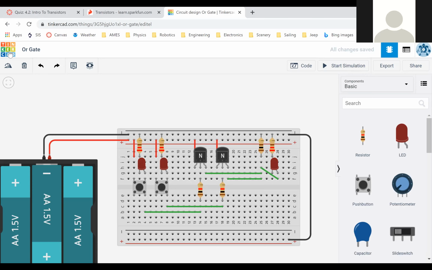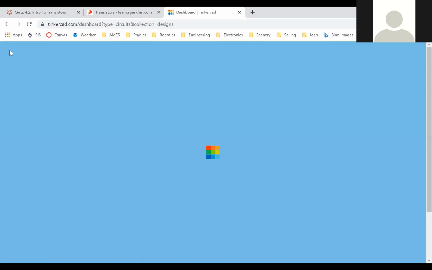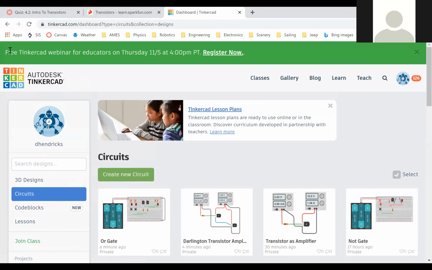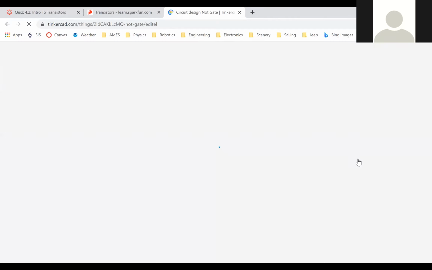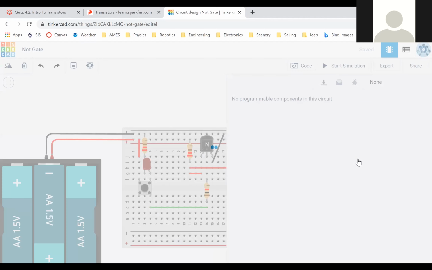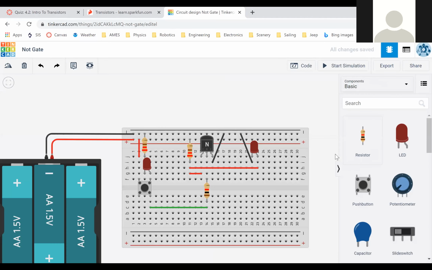Okay. Now let's go back to the last one. And by the way, this is going to be the first one that I want you guys to make. As soon as I finish demonstrating this to you, it's going to be your job to make the circuit that I'm about to show you. So this is the NOT gate. The reason I want you to start with this one is because this one is simpler than the other two, obviously.